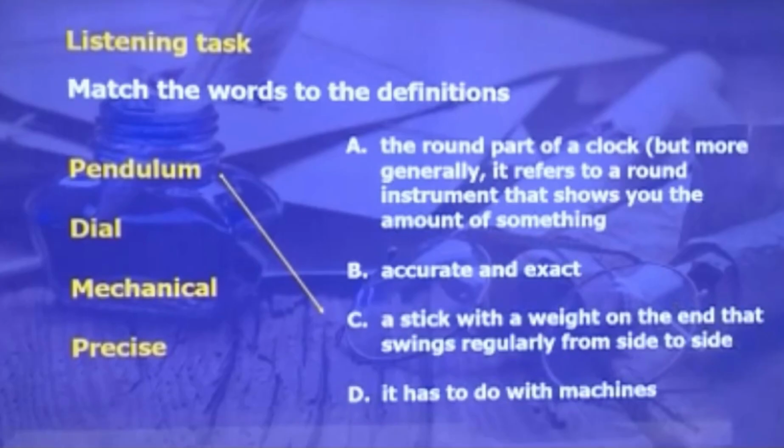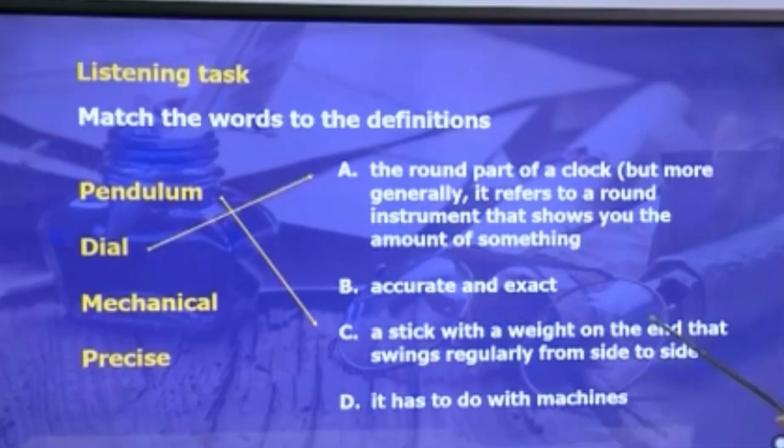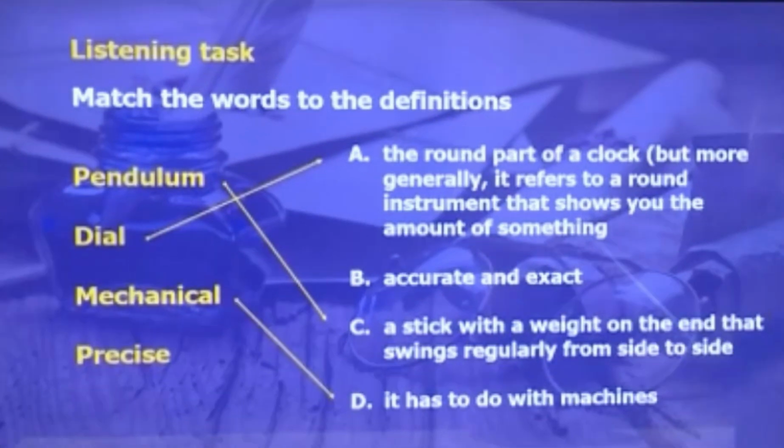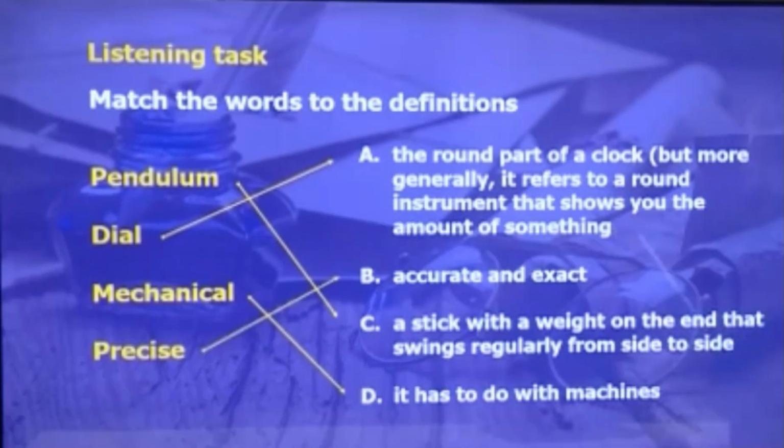Let's check your answers for yourself. Pendulum is a stick with a weight on the end that swings regularly from side to side. It is C. Dial, the round part of a clock, but more generally it refers to a round instrument that shows you the amount of something. A. Mechanical, it is D. It has to do with machines. And precise, it is B.